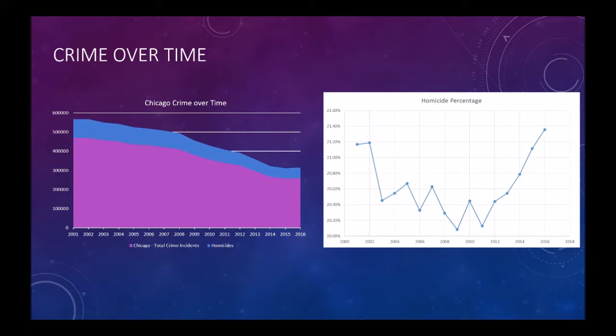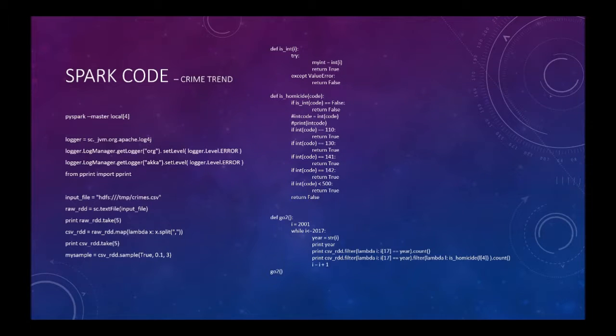Off to the right, I just wanted to graph the change in homicides over time based on the percentage of the crime total. You get a bit of a bull shape there, but really it hovers around 20%. Here's the Spark code that I used.